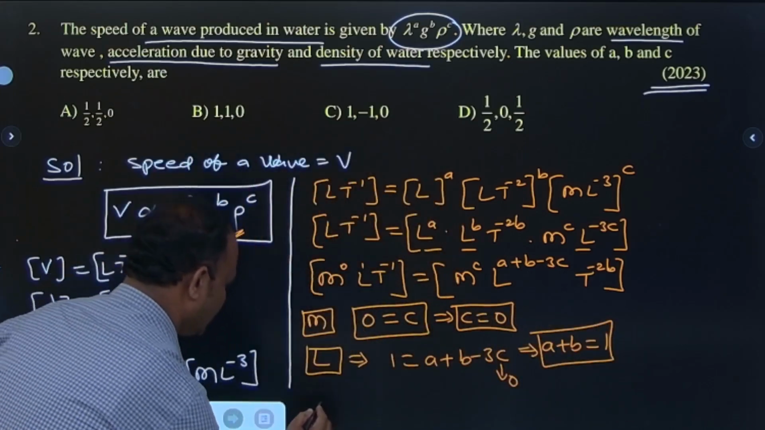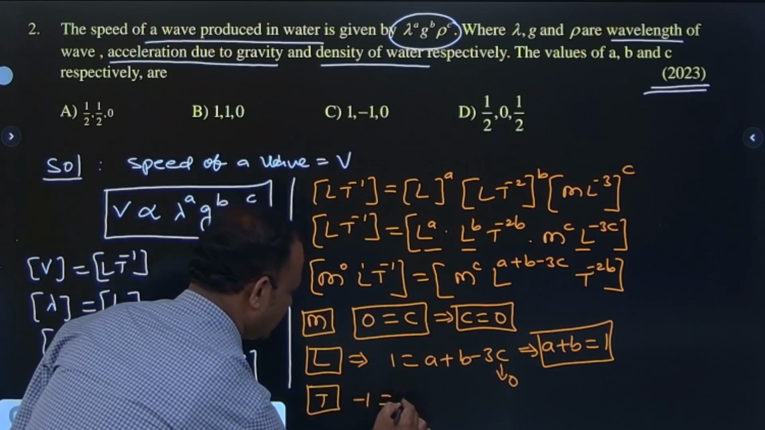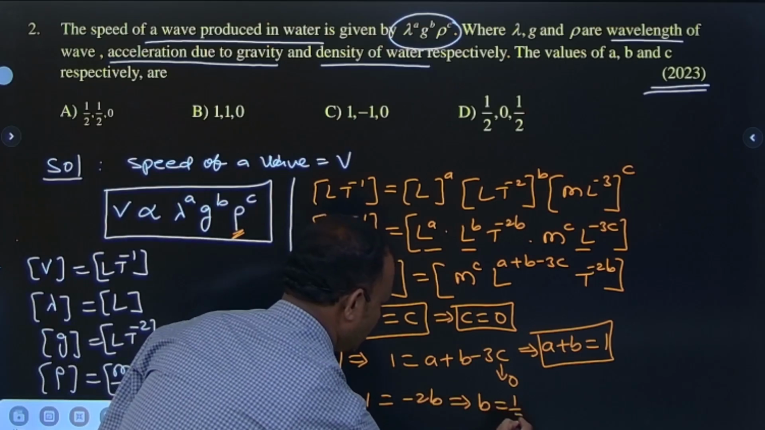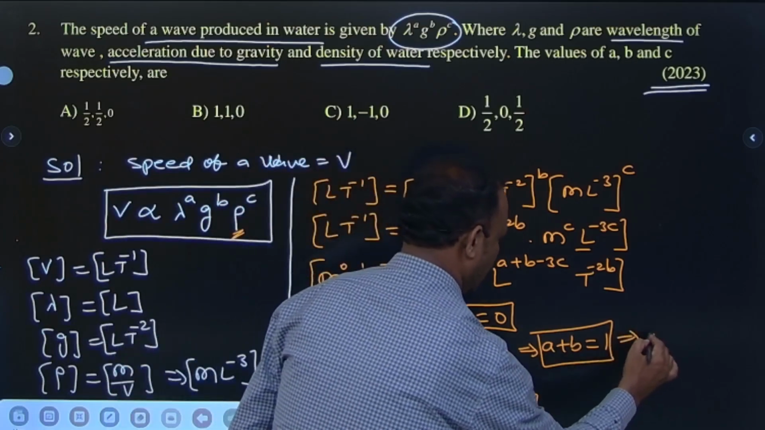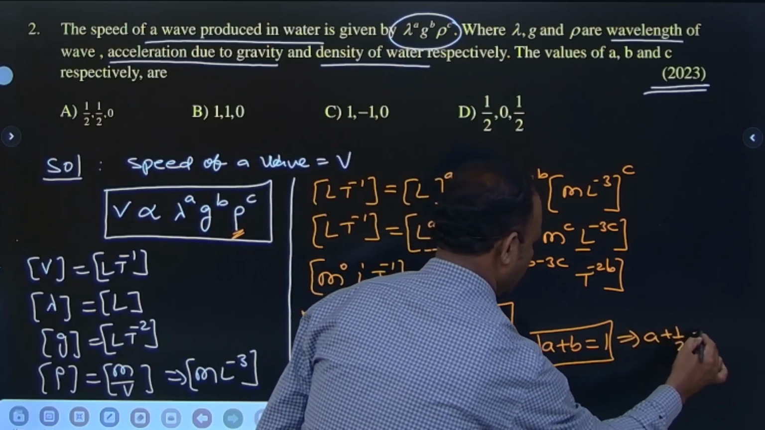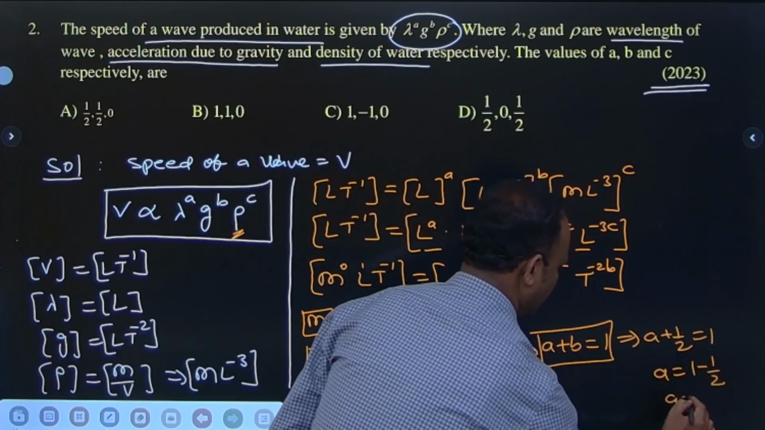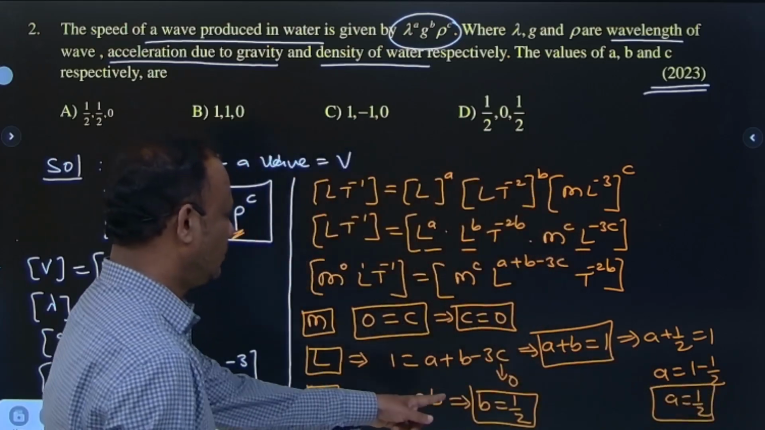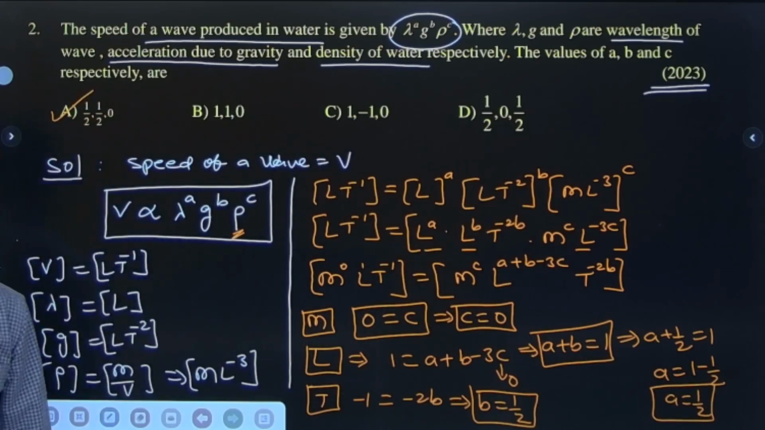Compare the terms of T. Minus 1 is equal to minus 2B. Then B is equal to 1 by 2. Substitute in this one: A plus 1 by 2 is equal to 1. A is equal to 1 minus 1 by 2, so A is equal to 1 by 2. So A is 1 by 2, B is 1 by 2, and C is 0. Option A is the correct answer.